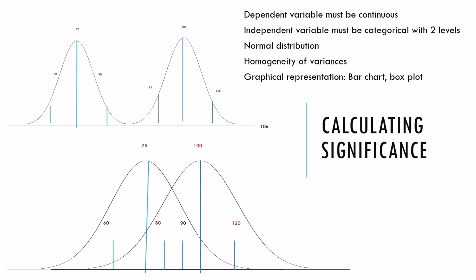You need to have a normal distribution. You need to have homogeneity of variances. And the graphical representation can be a bar chart or a box plot. So again, in the upper example, these two groups are statistically different. There's no overlap. Okay, so there's no chance that just random chance that the variable could be wrongly classified. If you look at the lower example, the overlap is greater than the confidence intervals. And so in the lower case, there is no statistical difference. In the upper case, there is.